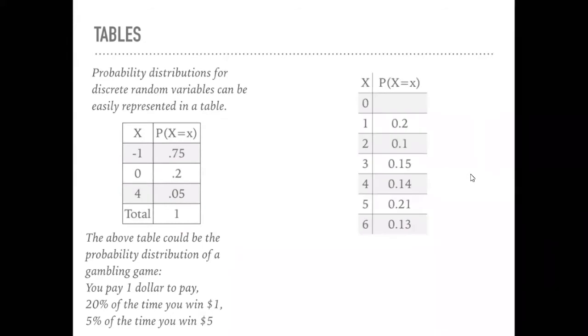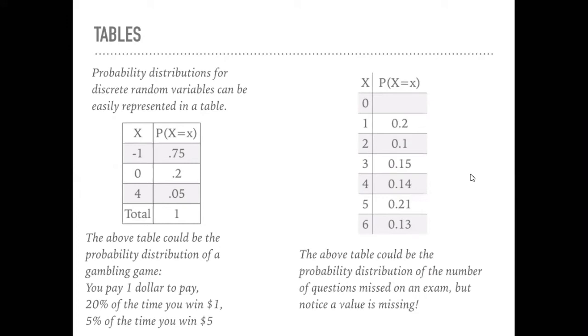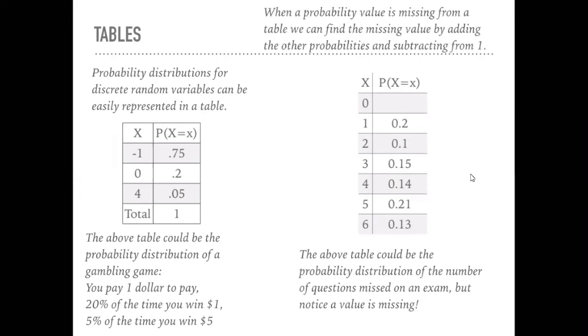What if I gave you another table, only I left out one of the probabilities? How could we find this missing probability? Well, we could find it by adding up all the other values and subtracting that from 1, and we'd get 0.07. This table could maybe be the probability distribution for the number of questions missed on an exam. Notice that we had a value missing, and to find it, we added all of the other values up, and then subtracted that from 1.